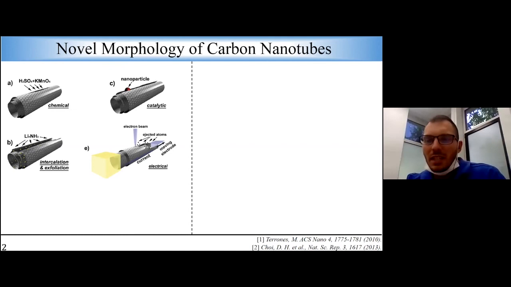And by using all these processes, it is possible to get in the end ultra high quality graphene nanoribbons, which are characterized by smooth edges and controllable widths.